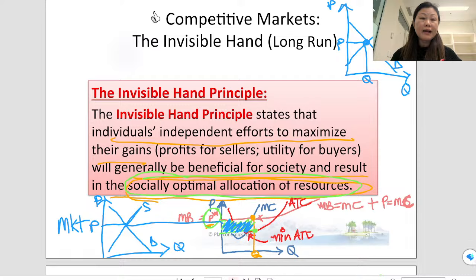We also talked about the invisible hand. We mentioned that the invisible hand in the long run states that individuals' independent efforts to maximize their gains will generally be beneficial for society and result in the socially optimal allocation of resources. I'm going to say a little bit more on this particular recap because I didn't fully complete this.